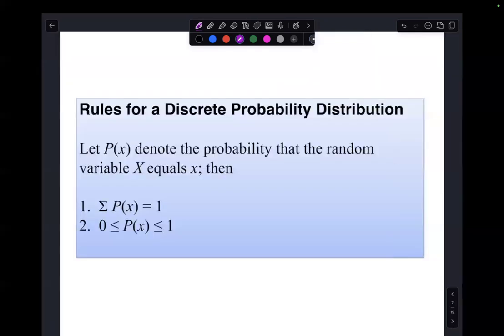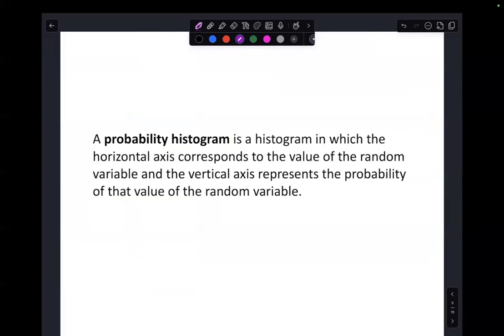All right. We just talked about this. Once again, the rules for a discrete probability distribution: all the probabilities will add up to 1, and all of them will be between 0 and 1, and they include 0 and 1.